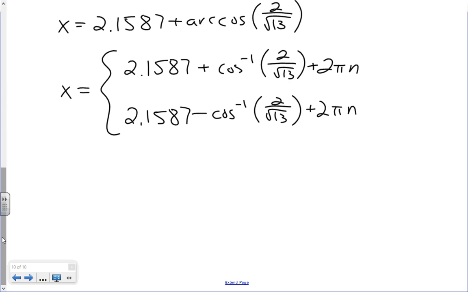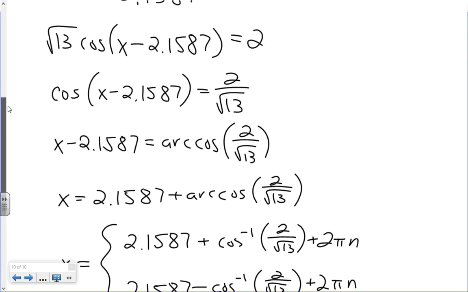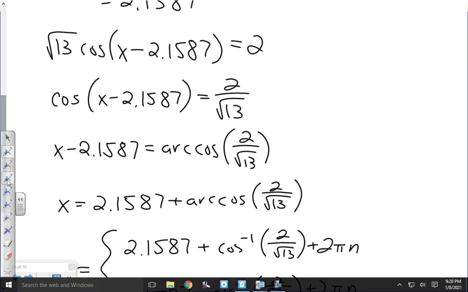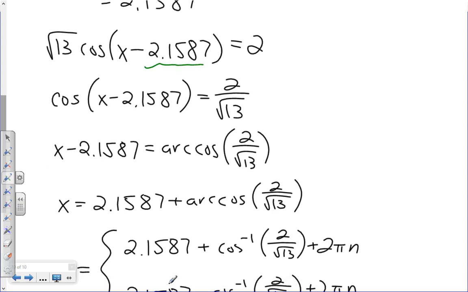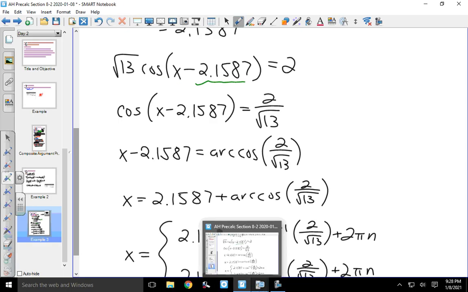The one thing I do need is an accurate sketch of what this looks like, because I've got this phase displacement here to deal with. This phase displacement right there, I'm not sure when I shift that many units to the right, it's hard to tell what's going to happen in terms of the solutions there. So I need an accurate sketch of this. So let's grab our calculator and give ourselves a sketch, and then we can find our solutions.